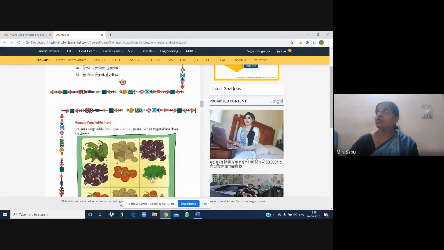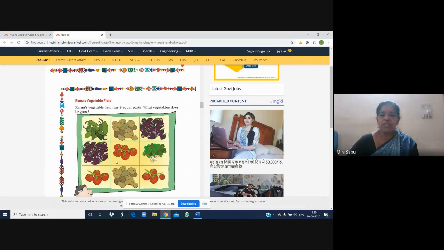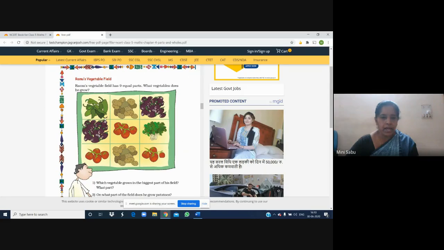Now coming to the next page. Ramu's vegetable field. Ramu's vegetable field has 9 equal parts, 1, 2, 3, 4, 5, 6, 7, 8, 9 equal parts, and he grew a variety of vegetables in each part. What vegetables does he grow? Are you able to identify the vegetables? These two are potatoes. 1, 2, 3, these three are tomatoes.